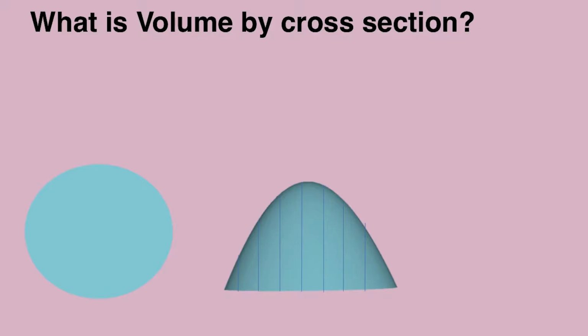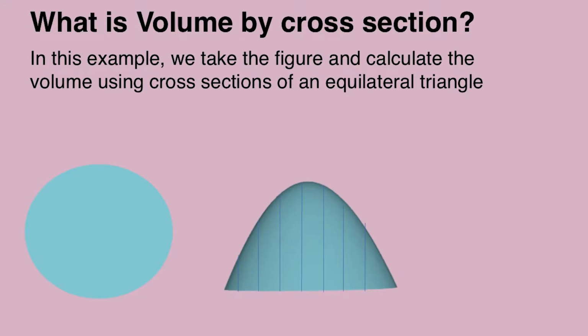So for this example, we will take the object and calculate the volume using cross-sections of equilateral triangles. So we will be slicing this object an infinite amount of times, and we'll be slicing each cross-section in the shape of an equilateral triangle. So if we do that, the resulting image will look something like this.